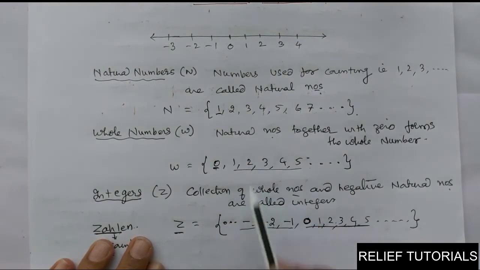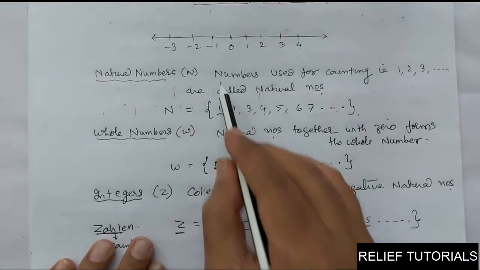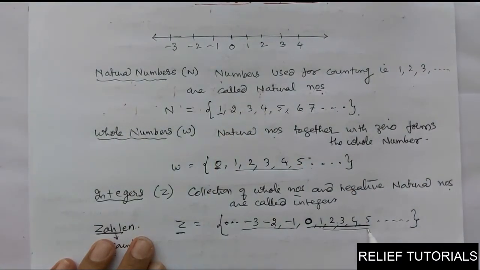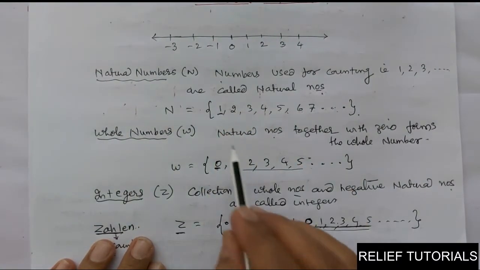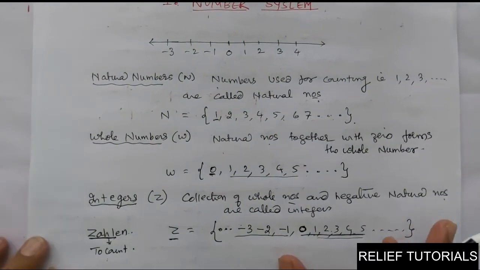Can we say all whole numbers are integers? Yes. All whole numbers are integers. All natural numbers are also integers. But all integers are not whole numbers. Why? Because minus 3 is an integer, but it is not a whole number. Clear? So these are integers.